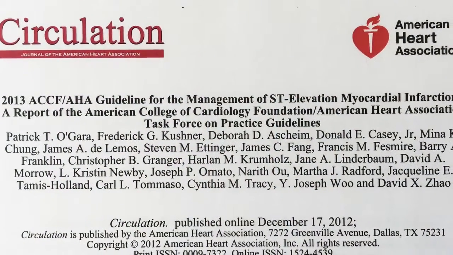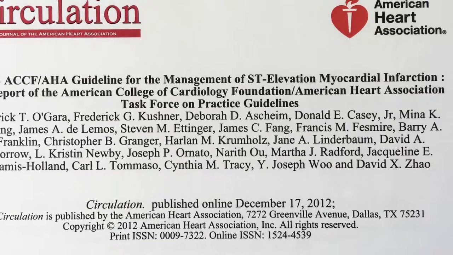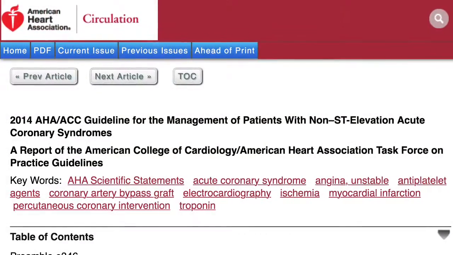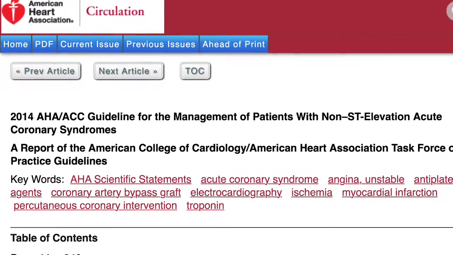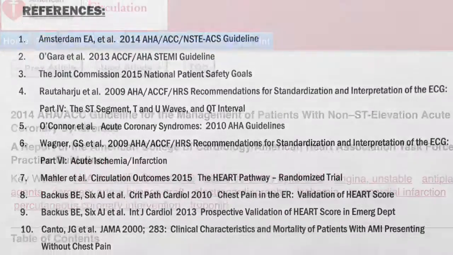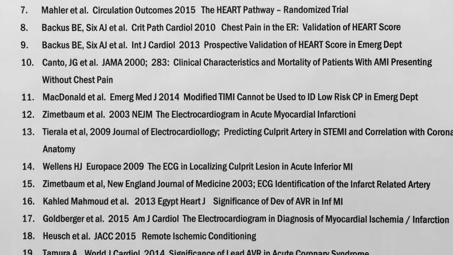Reference sources include the American Heart Association and the American College of Cardiology's 2013 STEMI guidelines, the 2014 AHA-ACC non-ST elevation acute coronary syndrome guidelines, as well as the evidence-based practices described in 19 recent scientific journal articles. STEMI Assistant is designed to serve in two roles. One is as a traditional classroom textbook, and the other is as an emergency bedside and crash cart reference.